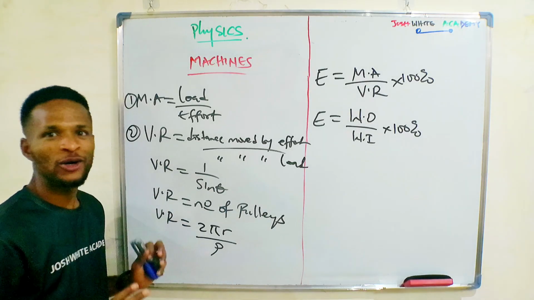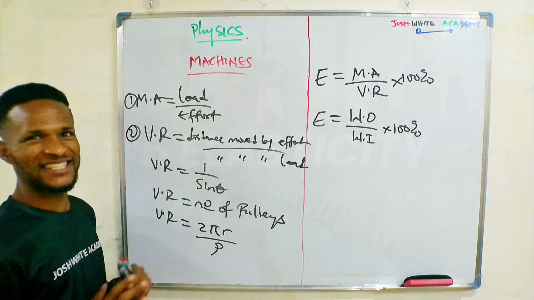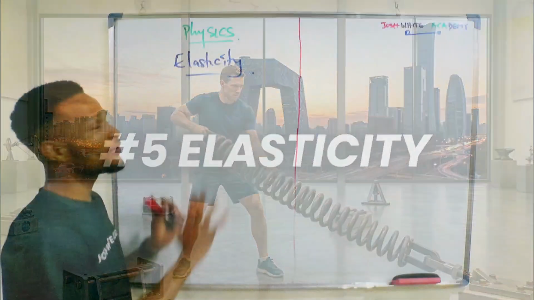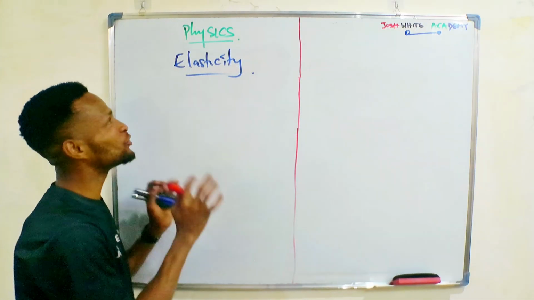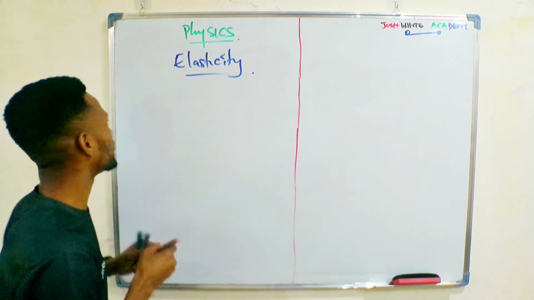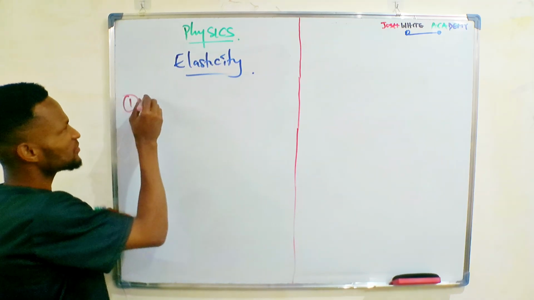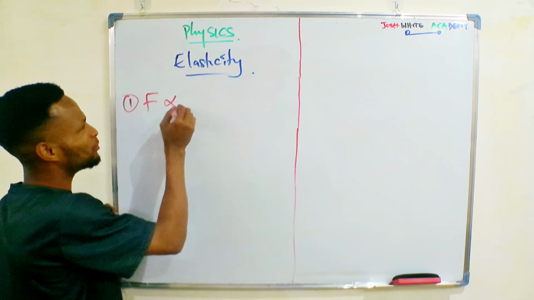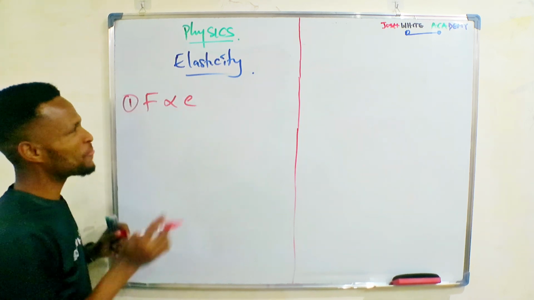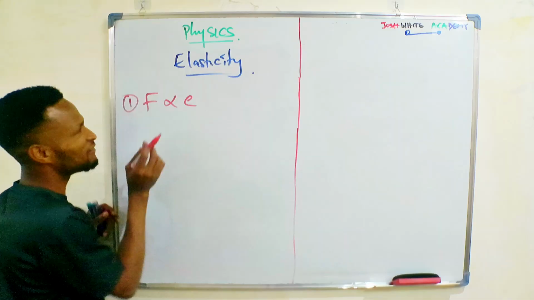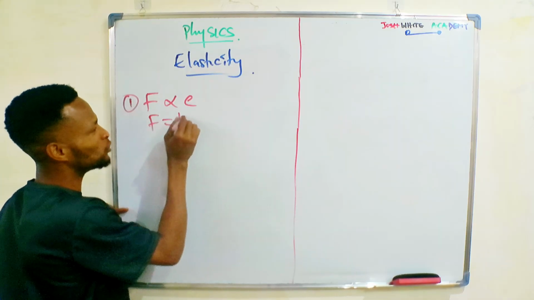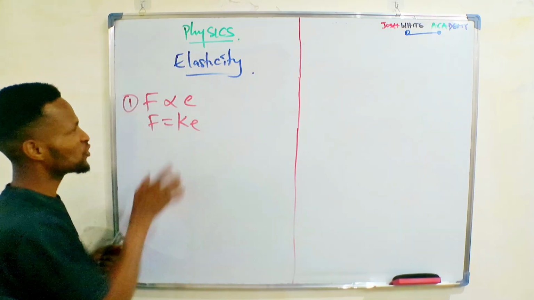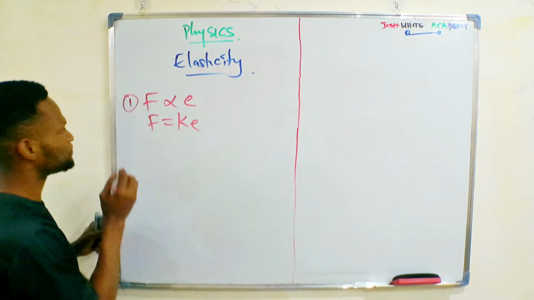So the next one, we'll be talking on elasticity. Under this, we first of all have to introduce the law called Hooke's law, which says that the force applied on a material is directly proportional to the extension, and if we remove the variation sign, we add a constant. This constant K is called the force constant. So this is the formula: F equals Ke.